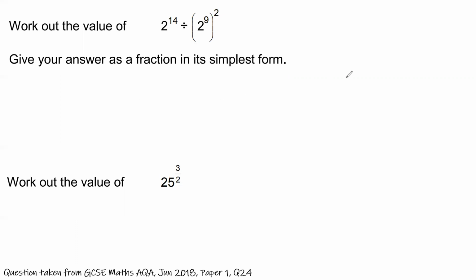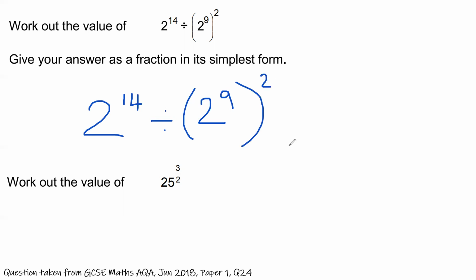Okay, let's go. So with this question here, we've got 2 to the power of 14 divided by brackets 2 to the power of 9, and then all of that to the power of 2. So what we need to remember here is how to tackle the rules of indices. Because we've got a power to a power, or an indice to an indice, we need to multiply these two powers.